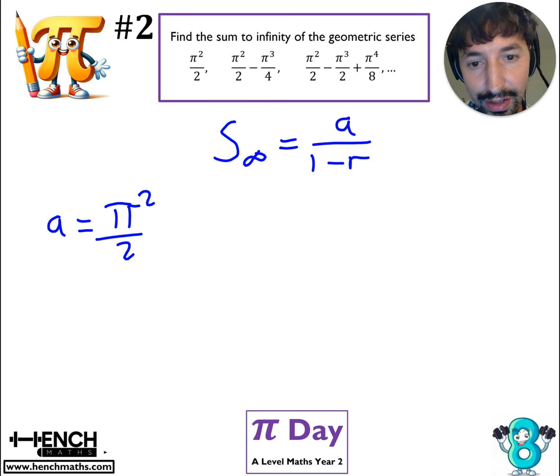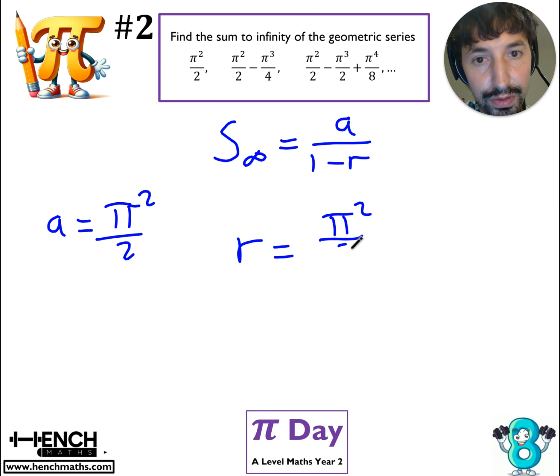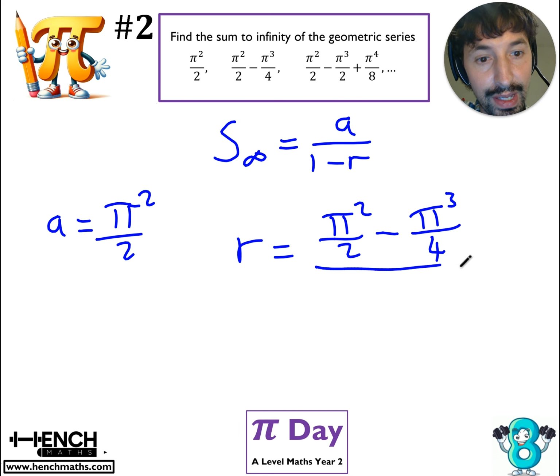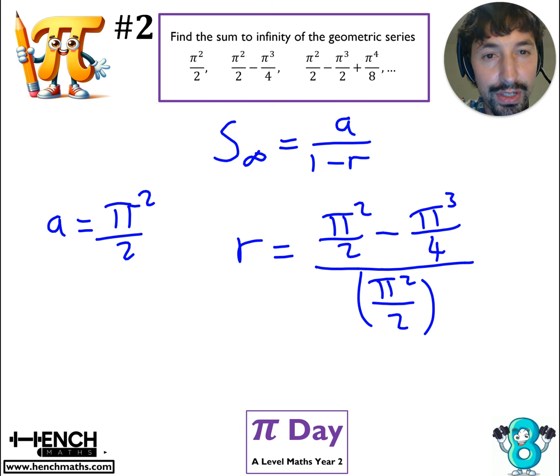So if we take the second term, which is pi squared over 2 subtract pi cubed over 4, and we divide that by the first term, then this should give us the common ratio. Now you could have done the third term divided by the second term, but that looks a bit more complicated. That will give you the same thing. We can assume that this question is correct.